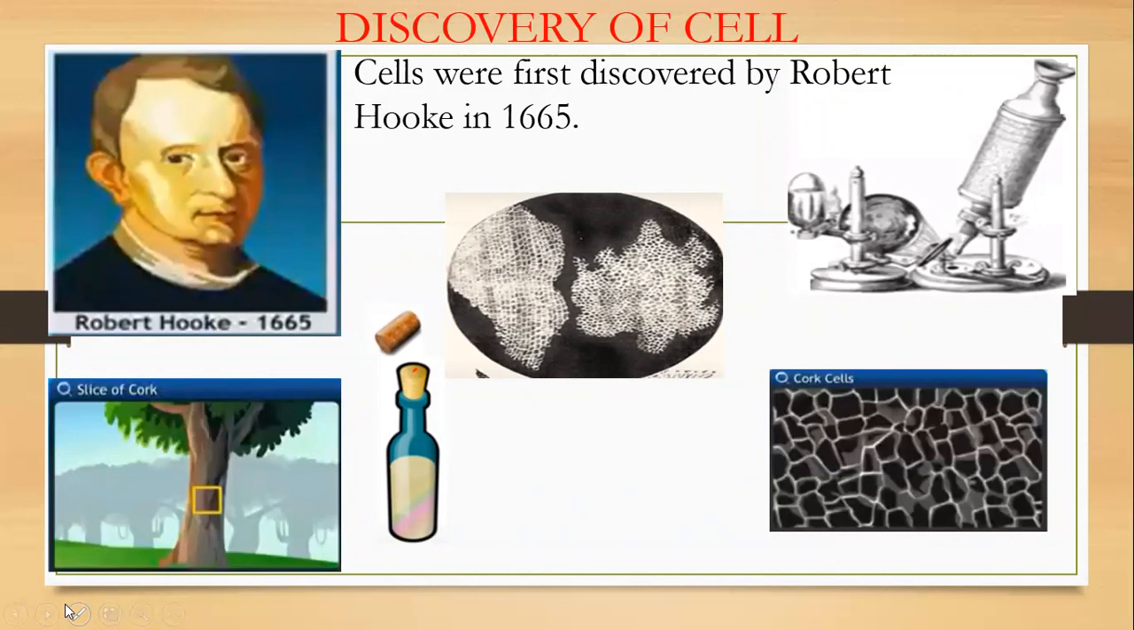But for Robert Hooke, these structures appeared like small rooms in a monastery where the monks lived. He named these structures cells. The literal meaning of the term cell was the empty room. Hooke actually saw only the outer cell walls because cork cells are not alive. Who discovered cell? Cells were first discovered by Robert Hooke in 1665.